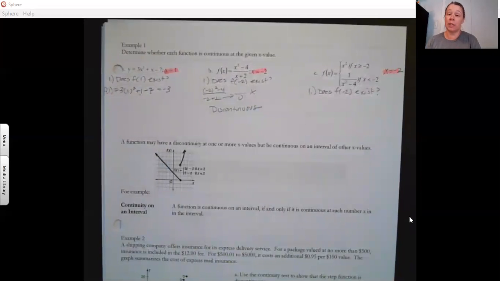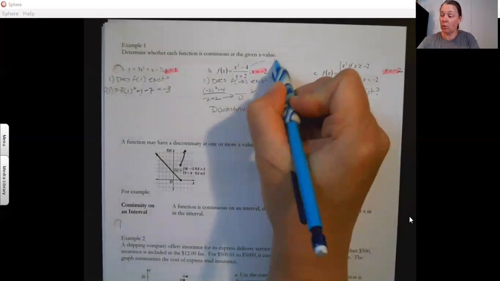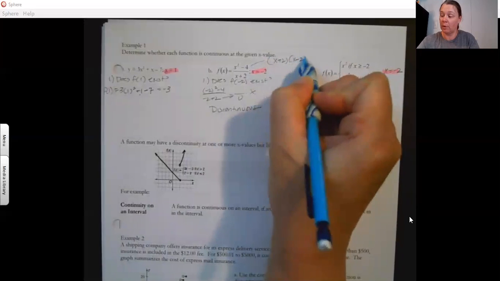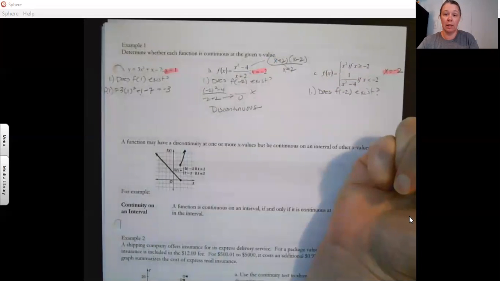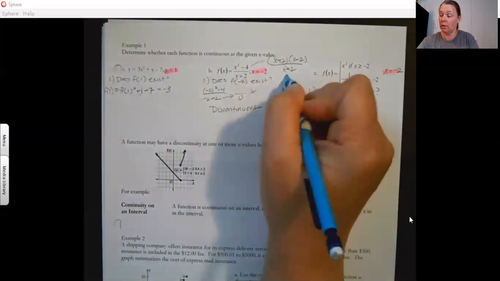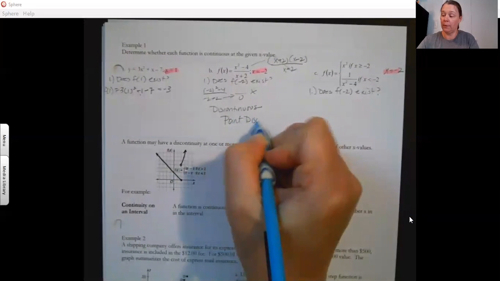Now, we need to talk about what type of discontinuity it is. Remember, if it's a discontinuity, it could be point, jump, or infinite. We said jump is usually piecewise, and if it's rational, it's usually infinite or point. We know that this makes the bottom 0, so it's either infinite or point. The way we can tell them apart is whether or not a factor cancels from the top and the bottom. So I'm going to factor my top here. Oh, I see this cancels at x equals -2, right? This would cancel for the x plus 2. So that makes it a point discontinuity.